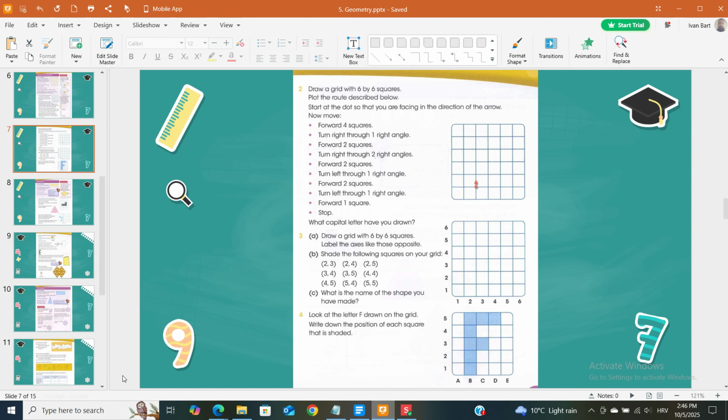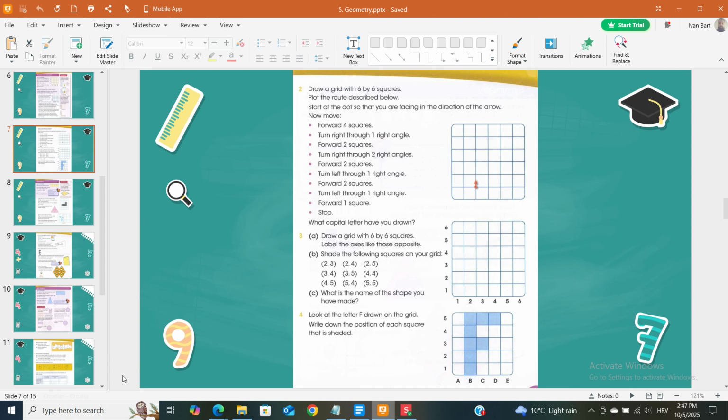Forward 2 squares. Turn left through 1 right angle. Forward 2 squares. Turn left through 1 right angle. Forward 1 square. Stop. What capital letter have you drawn?